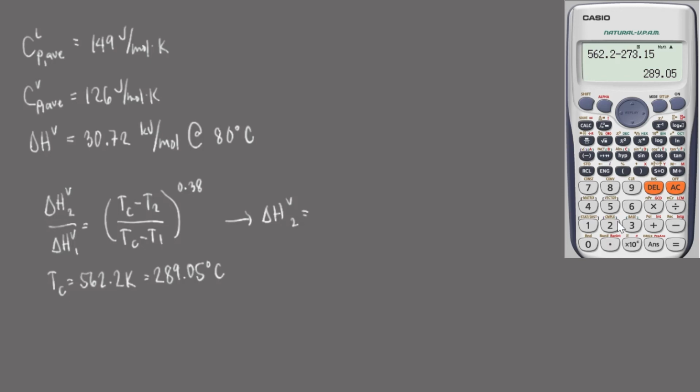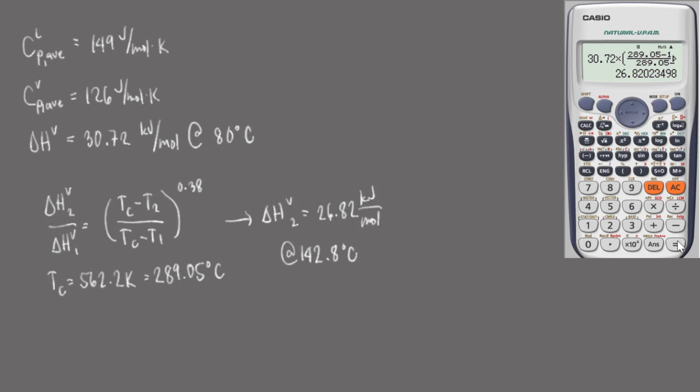The normal enthalpy of vaporization, 30.72 kilojoules per mole, multiplied by the ratio, critical temperature, 289.05, minus our saturation temperature, 142.8 degrees Celsius, divided by 289.05, minus the normal boiling point of benzene, 80 degrees Celsius, that is raised to 0.38. Our new enthalpy of vaporization is 26.82 kilojoules per mole. This is now our enthalpy of vaporization at 142.8 degrees Celsius or our saturation temperature.